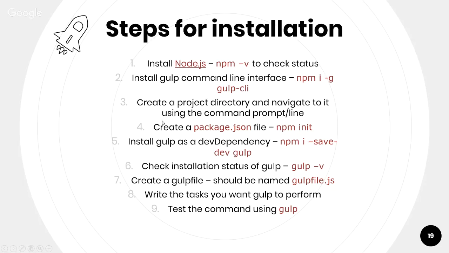Thirdly, we have to create a directory for our project and navigate to it using the command line, or the command prompt if you're on Windows. Next, we have to create a package.json file using our Node package manager. We just type in simply npm init. This is the command that we use for that.